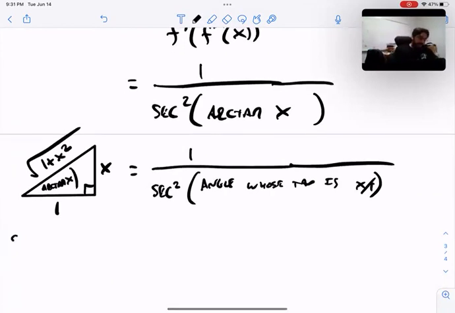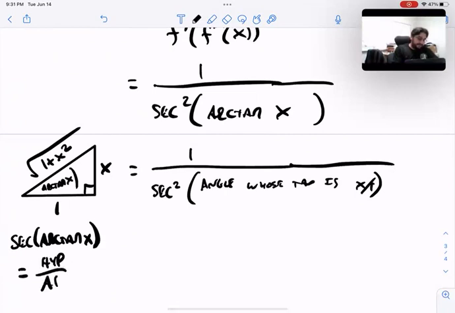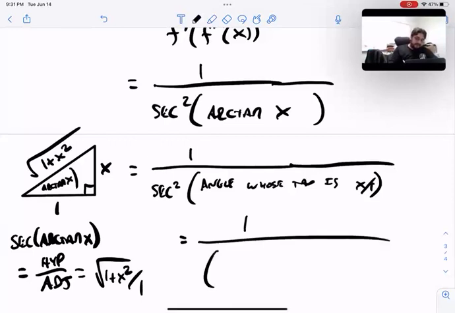And then I could calculate a secant, right? What is the secant of this angle, arctan of x? Well, secant is the reciprocal of cosine. So secant is hypotenuse over adjacent, right? So the secant is actually square root of 1 plus x squared over 1. And the over 1 doesn't do anything, right? So now I can calculate that secant. That secant is just root 1 plus x squared.